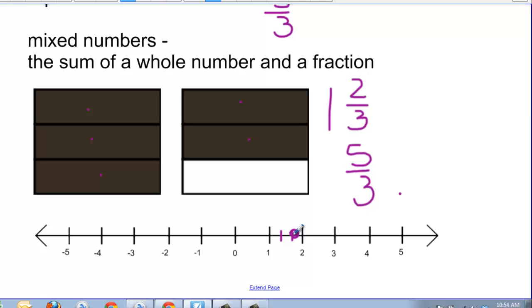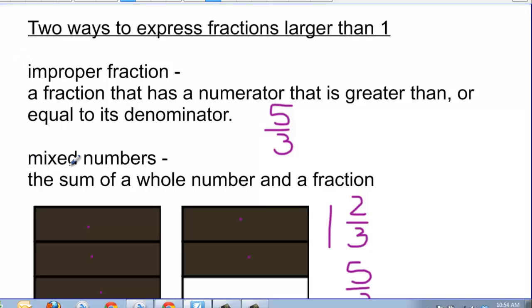And then if I wanted to graph 5 thirds on my number line, I could have divided up the distance between 0 and 1 into thirds as well, and then you can see you would count over 1, 2, 3, 4, 5 thirds, and I would end up in the same spot. So both of those numbers are equal to the same thing. They're just different ways of expressing this same number. And remember, so we have improper fractions and we have mixed numbers, and they're both ways of expressing fractions that are larger than 1.